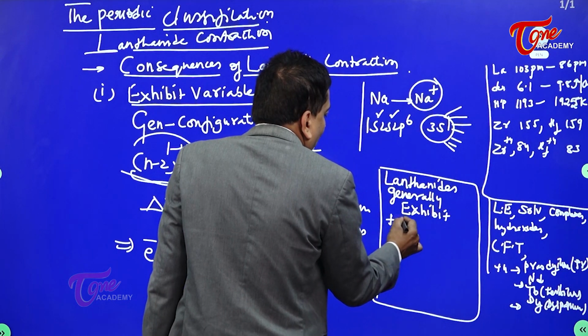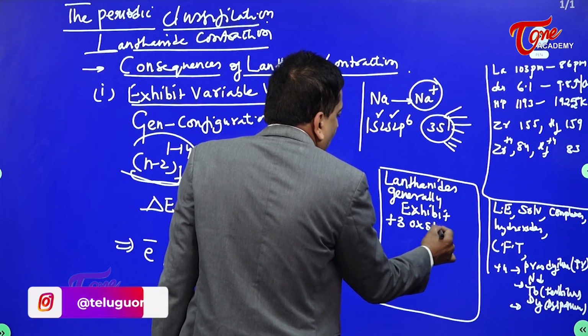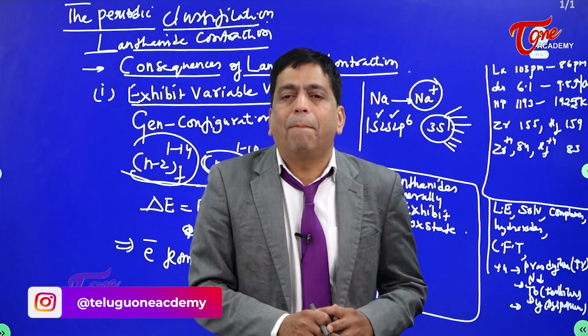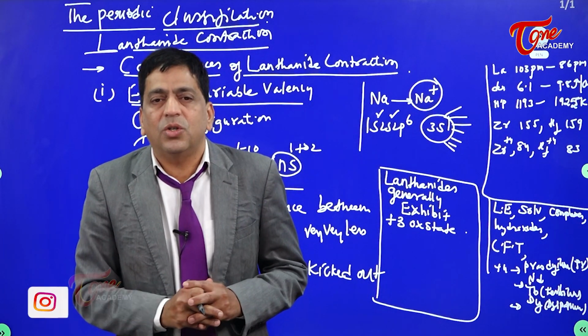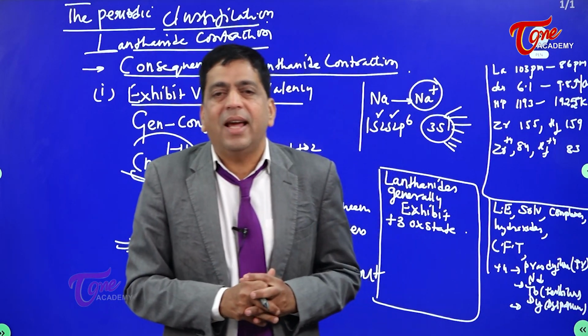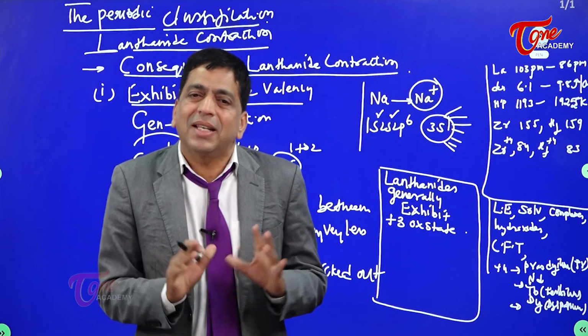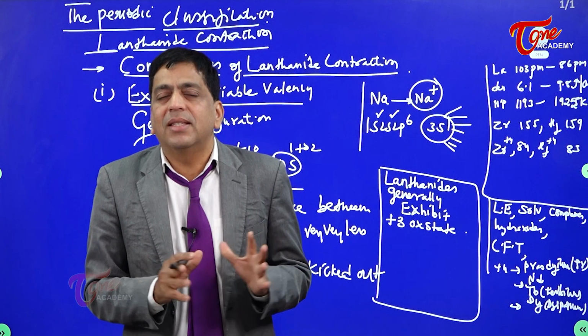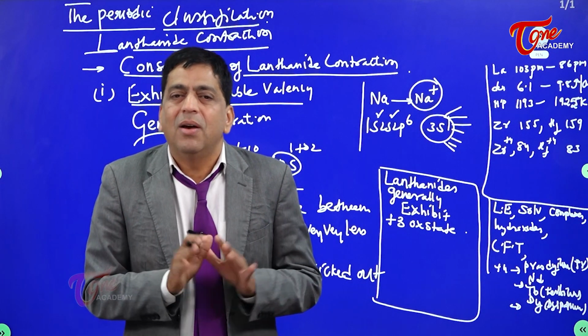They exhibit +3 oxidation state. Normally, all the lanthanides will exhibit what? A +3 oxidation state. You must understand. The most commonly noticed oxidation state among lanthanides is +3. So you have lanthanum +3, you have cerium +3, you have lutetium +3, fine.